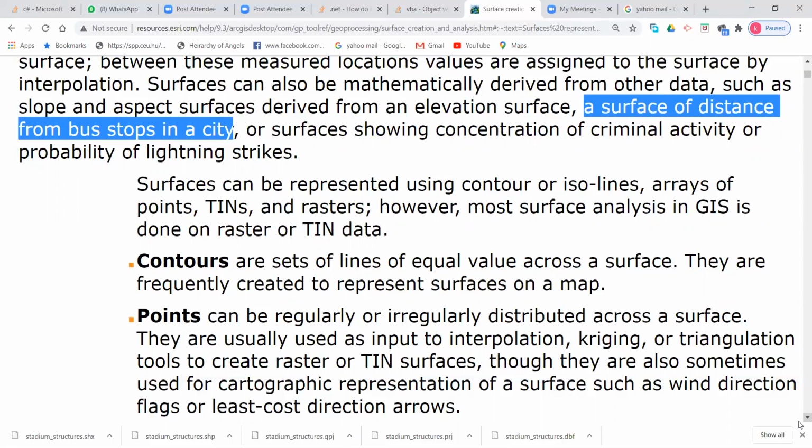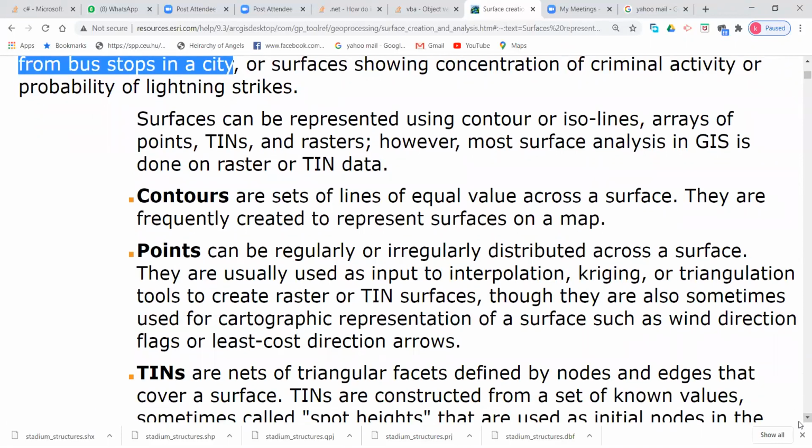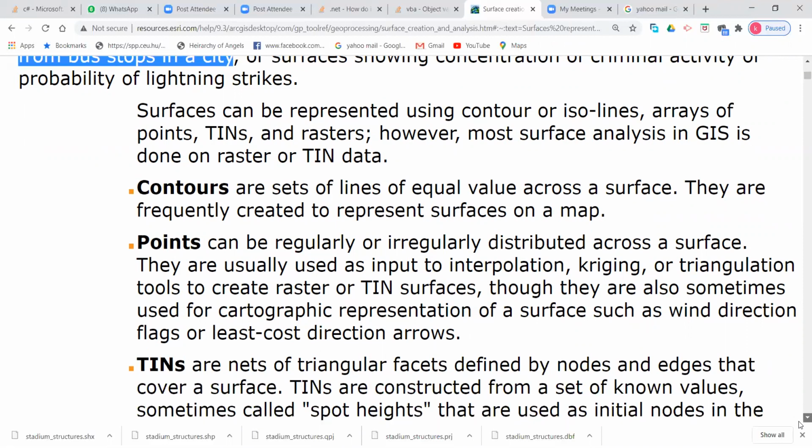But then let's look at contours. Contours, we all know, or if you don't know, they are lines that go through points of equal height. There are sets of lines of equal value across a surface, but we talk about equal height at junior high school. They are frequently created to represent surfaces on a map.